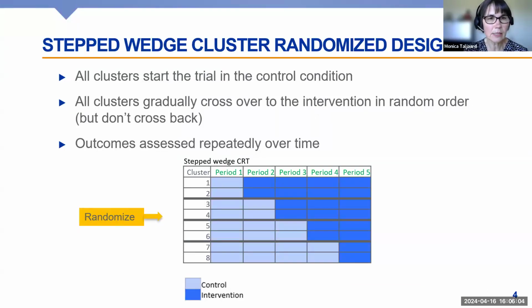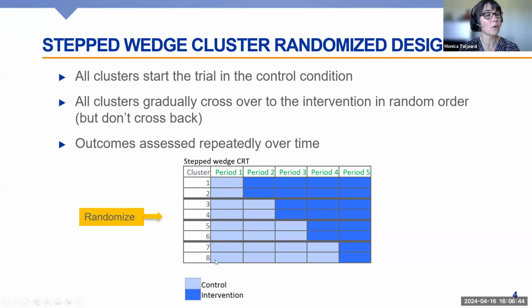In a stepped wedge, it's different in that all of the clusters start the trial in the control condition, and then they gradually cross over to the intervention until all of the clusters are in the intervention condition by the end of the trial. They never cross back, so it's a unidirectional crossover here. And note that rather than having the outcomes only assessed once at the end of the trial, the outcomes are repeatedly assessed in each of these periods. So there are repeated outcome assessments from each of the clusters over time.